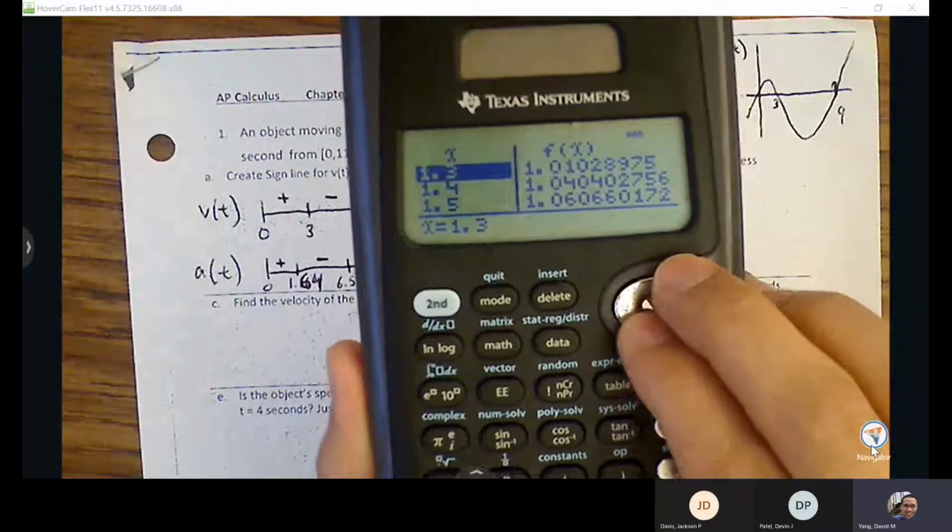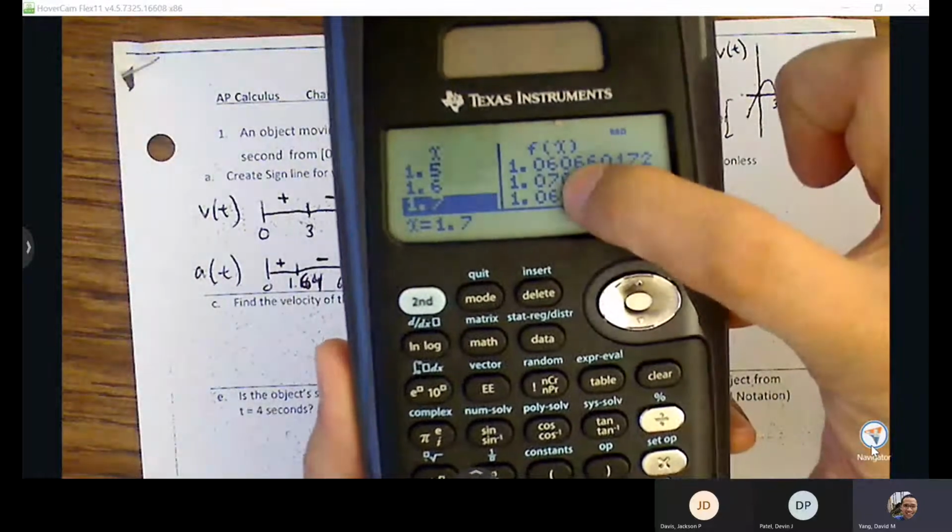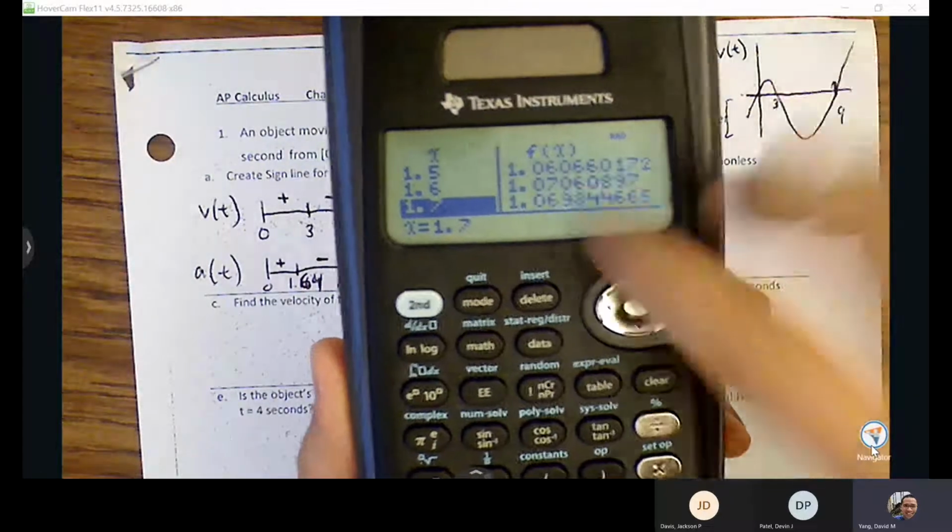All right, 1.6. You see that's where my graph, my y value hits a relative max and starts to decrease.